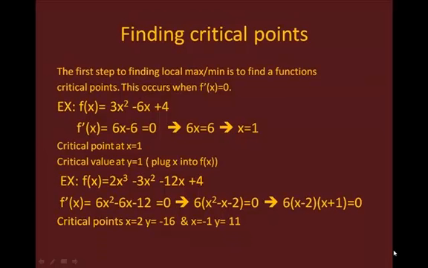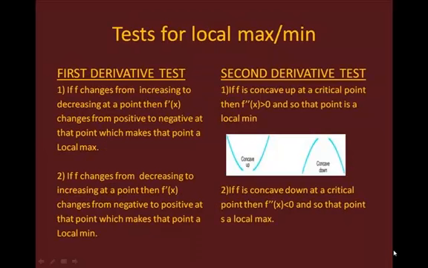So now we need to figure out how we classify those critical points to figure out, are these indeed maxes or mins or neither? So we have two different tests that we can use to classify them. The first derivative test is going to look at either the original function or the derivative, and it says that if f changes from increasing to decreasing at a point, then f prime of x changes from positive to negative at that point, which makes that point a local max. So what we're saying is if you're increasing on the left and then decreasing on the right, you're making a hill, so that makes it a local max.